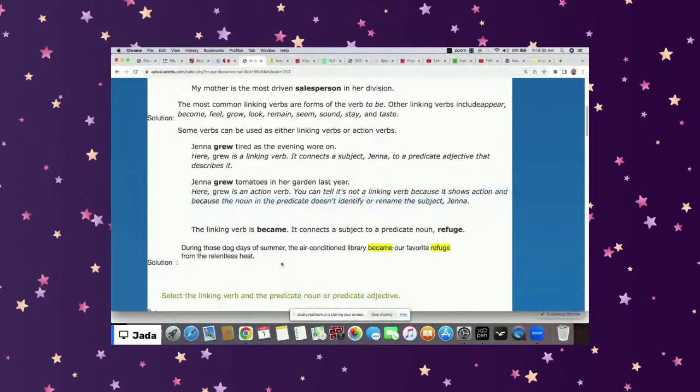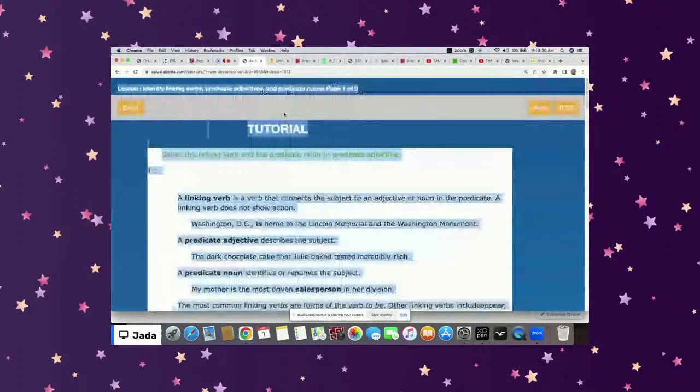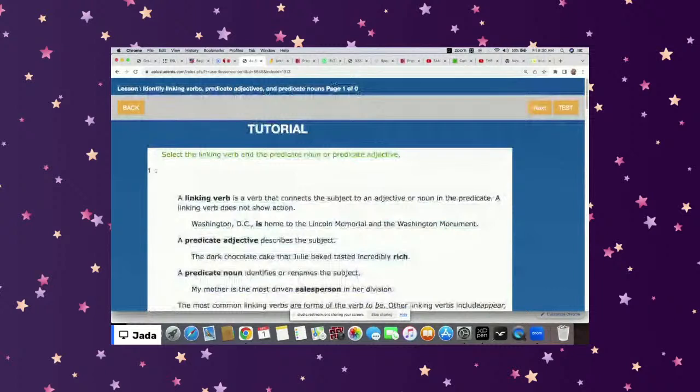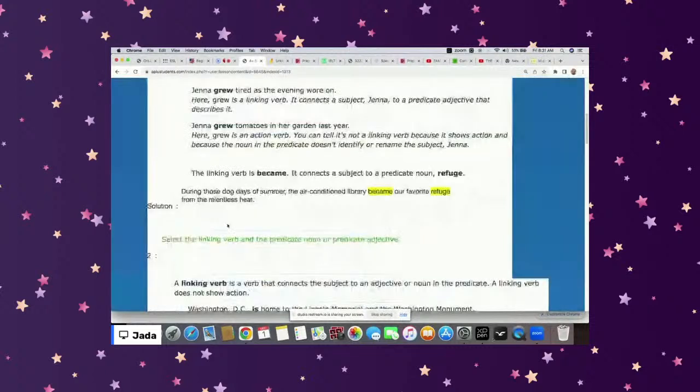Okay. So that's it for the predicate adjective, predicate noun, and linking verb. So you need to be able to differentiate. Sometimes some linking verbs can be action verbs also. So let's look at some examples.